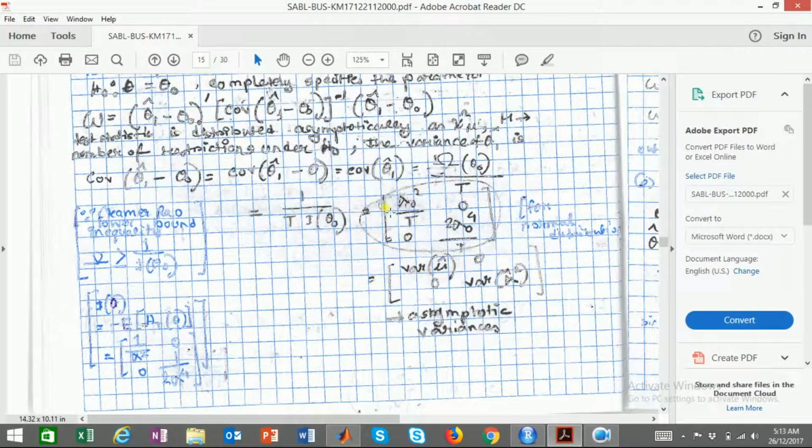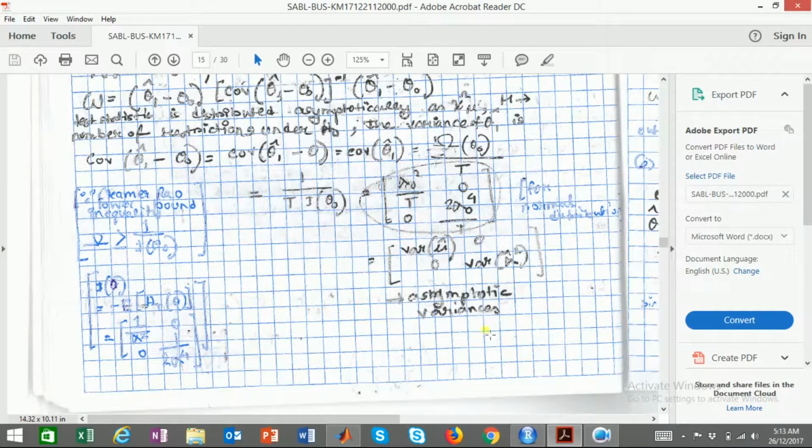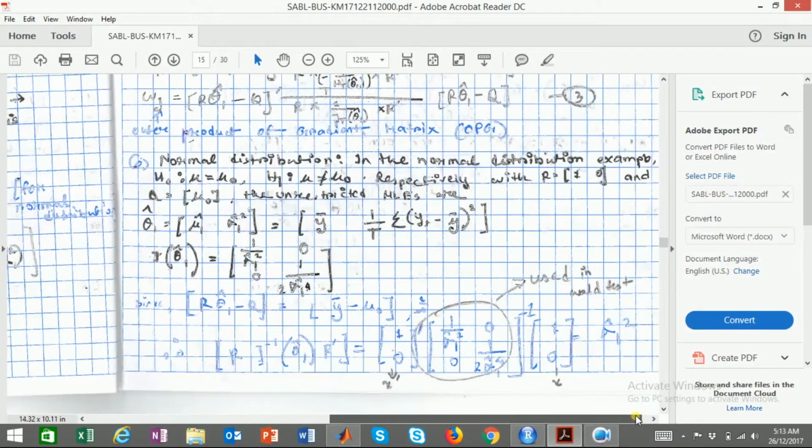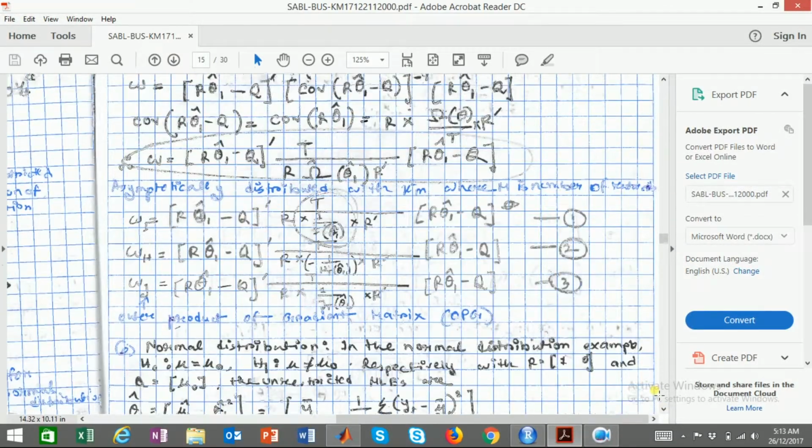For the normal distribution, it is sigma naught square divided by T for mu, and 2 sigma naught square divided by 4 for sigma square, the variance of mu and the variance of sigma square. So these found earlier are the asymptotic variances. Now we are going to implement the test.